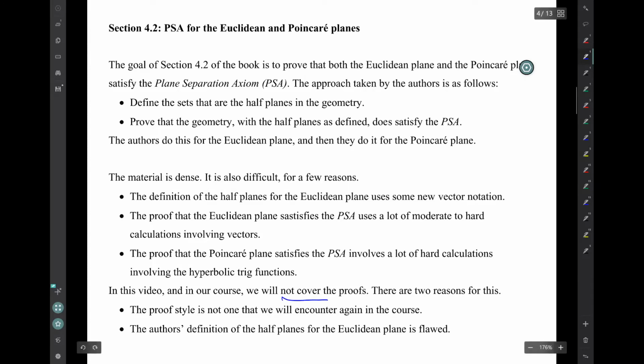There are two reasons for this. First of all, the proof style is not one that we'll encounter again in the course. And secondly, the author's definition of the half-planes for the Euclidean plane is flawed. If you look very carefully, it's not really quite correct. But the main reason is this first one. The proofs are difficult and they're not productive in the sense that we won't be using that style of proof again anywhere else in the course.